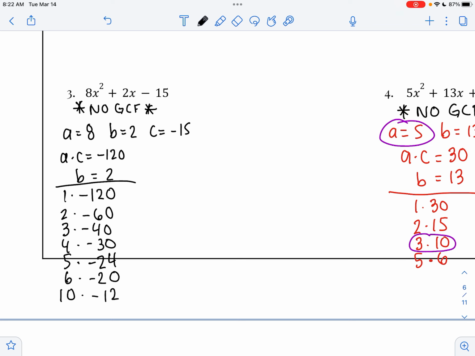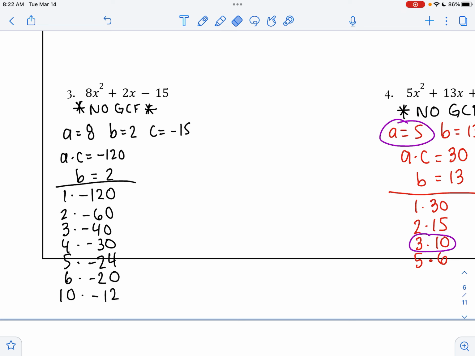And then divided by 11 doesn't go in. Divided by 12 would go in. And then we get back to this number here, right? So now you need to go through your whole list and find out which one adds up to a 2. This is the reason I did this one last, because this is just the longest one. So if you went through all of them, when you get to the very end here, 10 minus 12 is negative 2. We need a positive 2.